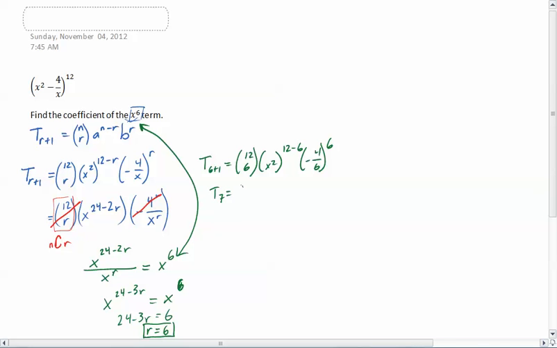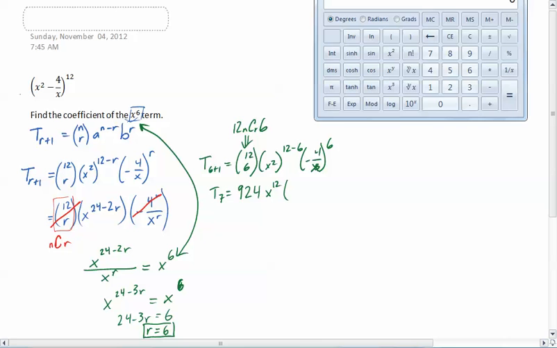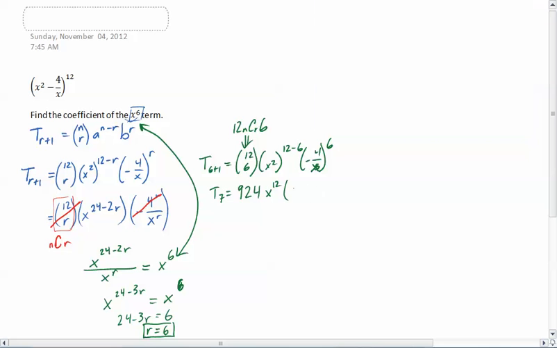Do that on the calculator, we get 924. Remember, this is just 12 C 6. Okay, so 924. 12 minus 6 is 6, so that would be x squared to the 6th power, which would be x to the 12th. And then here, oh, sorry, that should be an x on the bottom. So that would be negative 4 to the 6th. That's an even power, which is going to make it positive. 4 to the 6th power is, sorry, I don't know that off the top of my head. So I'm just going to go 4 to the power of 6. And I got 4,096.